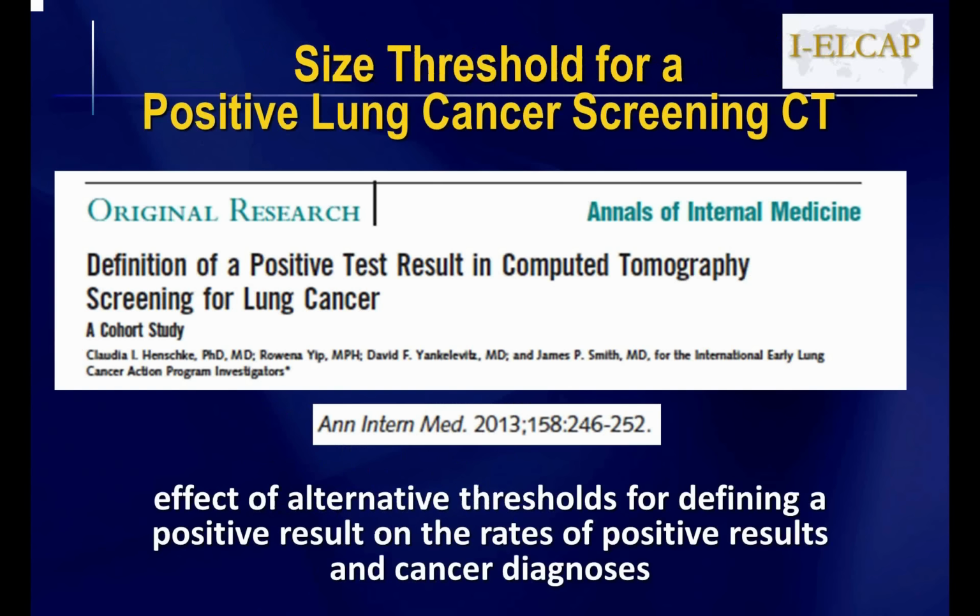There's been additional work published since NLST began in 2002. This is some work from the LCAP group in the Annals of Internal Medicine that looked at alternate size thresholds for defining a positive screen and the impact of different sizes on cancer diagnosis.